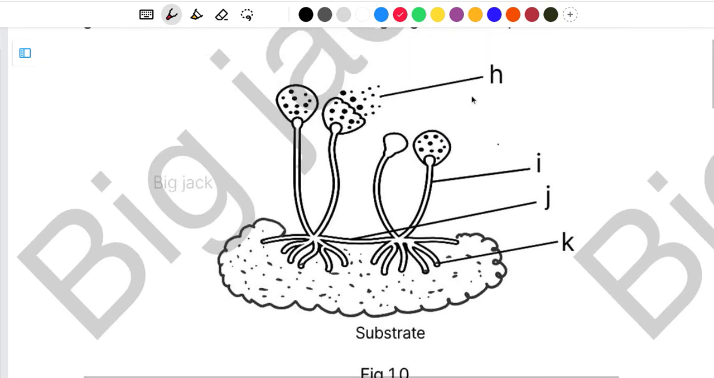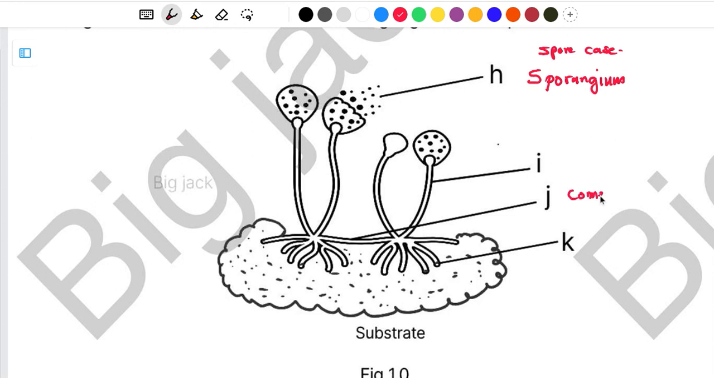So what we have here is the spore case. If you want, you can just say sporangium, or you can say spore case. They are just the same. Then part I is called the sporangiophore, but we haven't thought to name this one. Then we have this one here, which is called the connecting stolon.